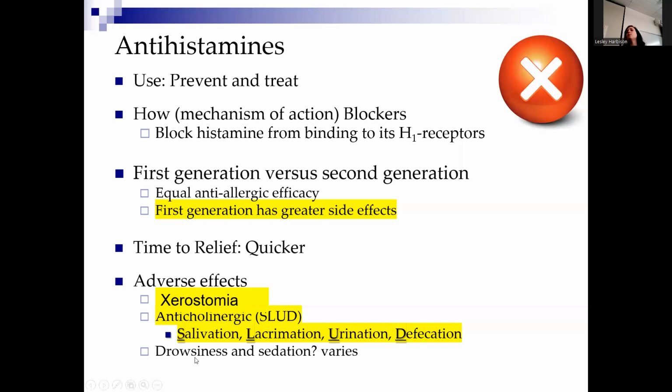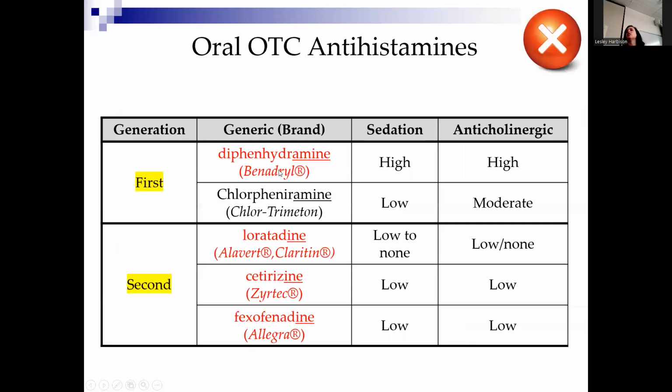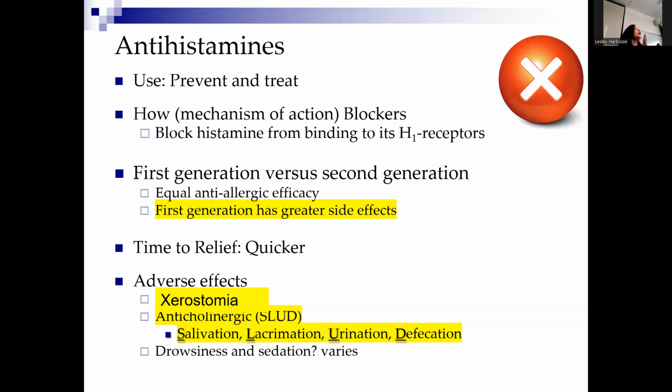And then drowsiness and sedation varies depending especially on first or second generation. So first generation, we have Benadryl. That's classic. Probably everyone's taken Benadryl, right? And what is the one thing you think of about Benadryl and a side effect? Oh, sorry. Yes, question. Yes, but you sleep. It is a lack of those. Yes, good clarifying question. Thank you.